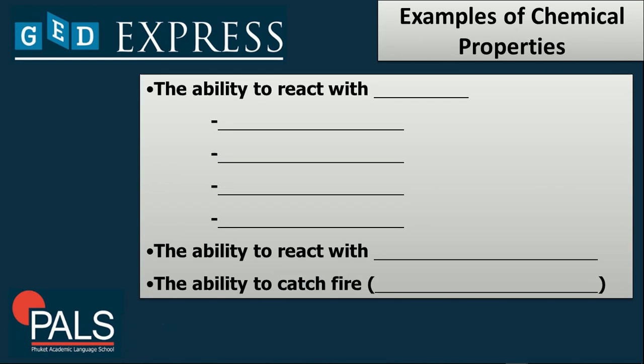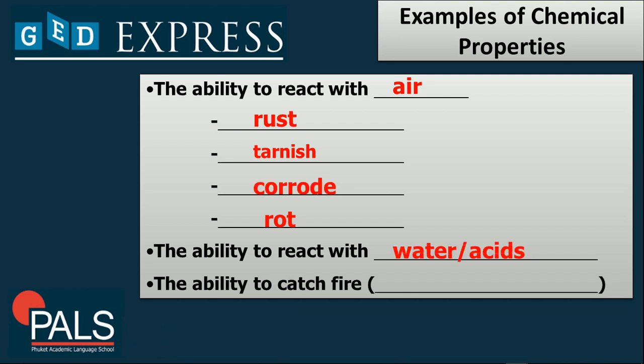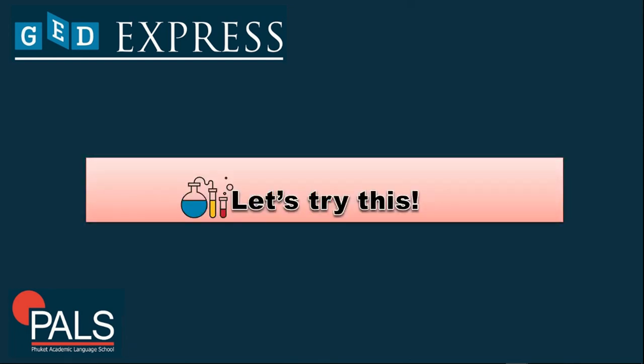Now, examples of chemical properties would be the ability to react with blank. That would be air, for example, producing rust, tarnish, corrode, or rot. And the ability to react with water or acids can be considered as chemical change. And the ability to catch fire, which is known as combustion reaction in chemistry, or also known as flammability. Now, let's try this.